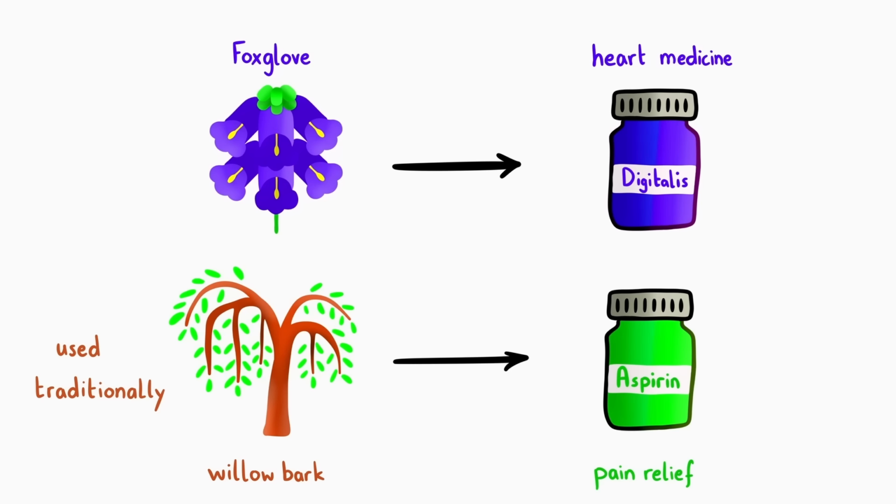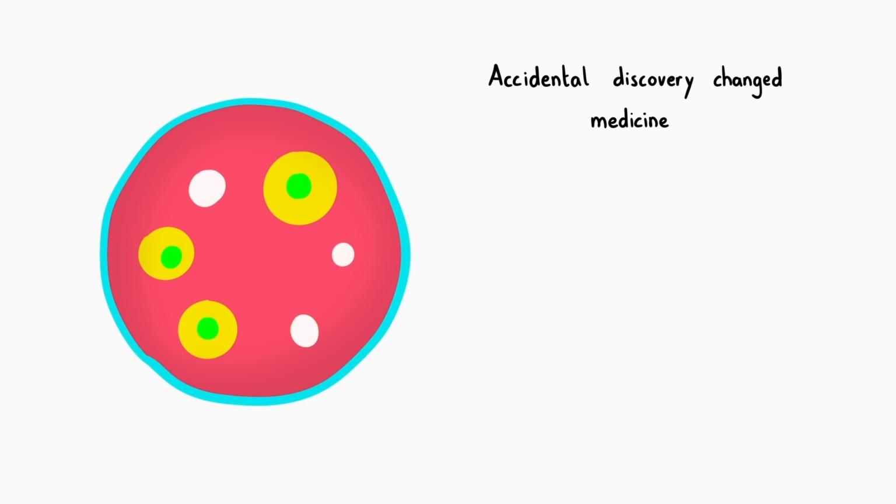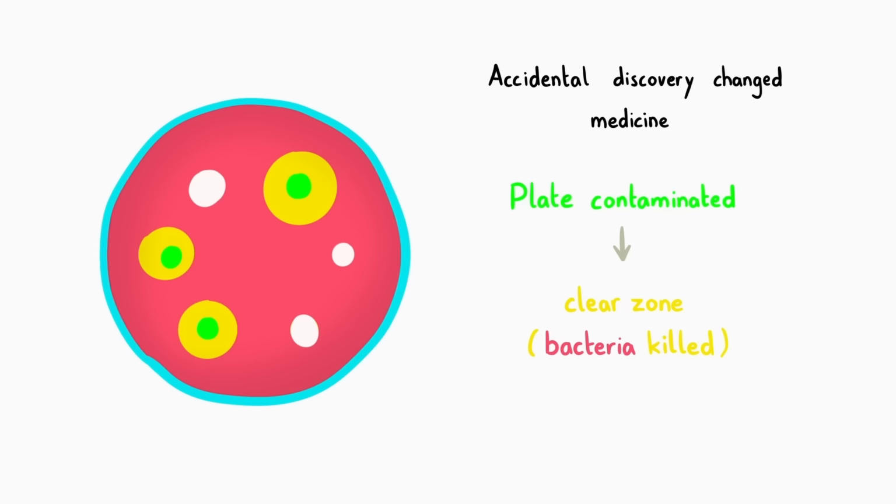A noteworthy example comes from Alexander Fleming's laboratory work. While examining bacterial cultures, Fleming observed a curious phenomenon. A mold contamination had created a bacteria free zone in one of his culture dishes. This mold, identified as penicillium, was producing a substance that eliminated the surrounding bacteria. Fleming had discovered penicillin, inaugurating the antibiotic era in medicine.